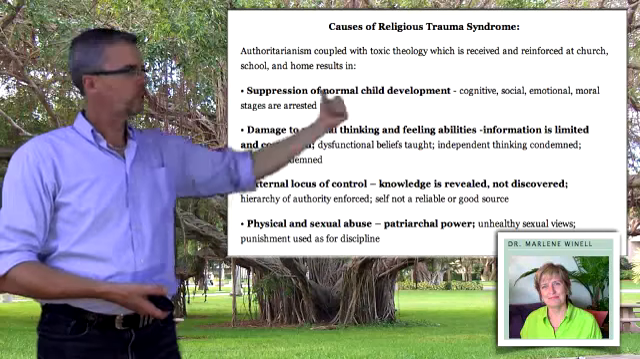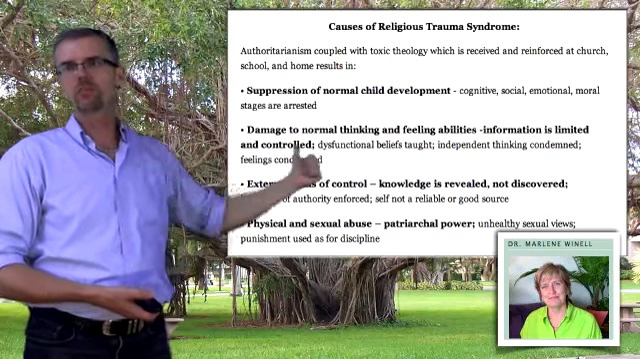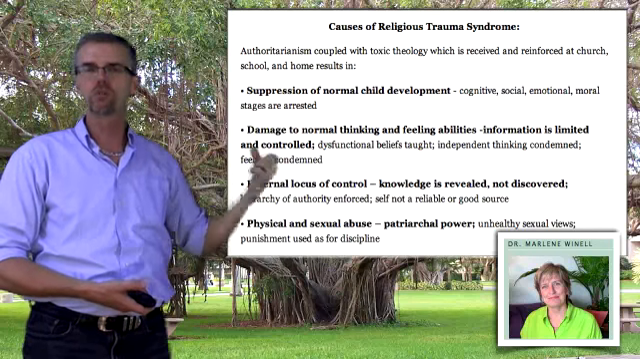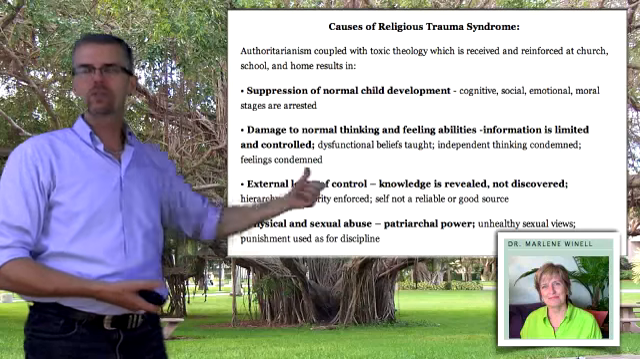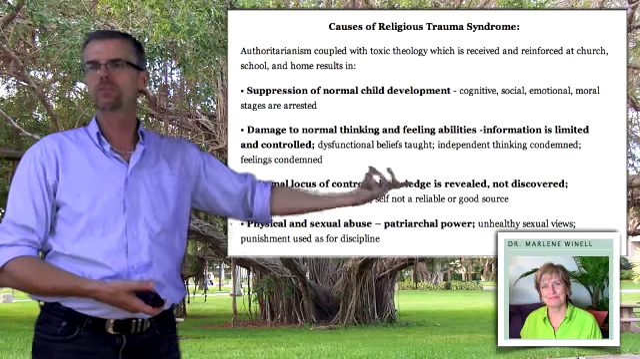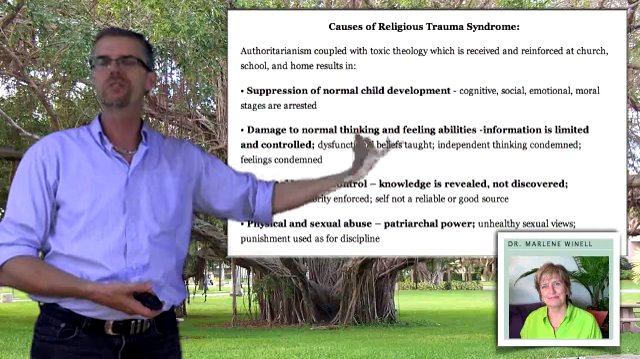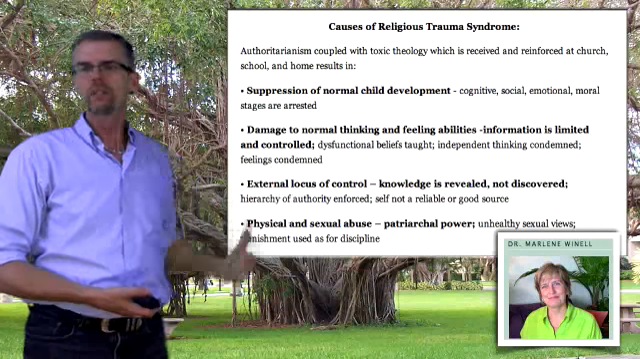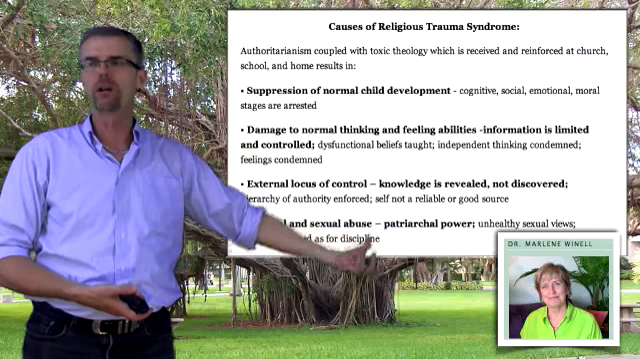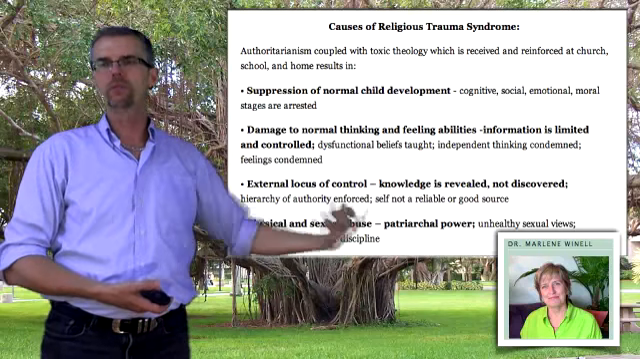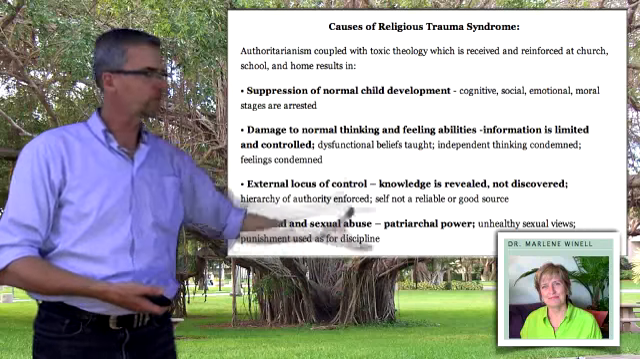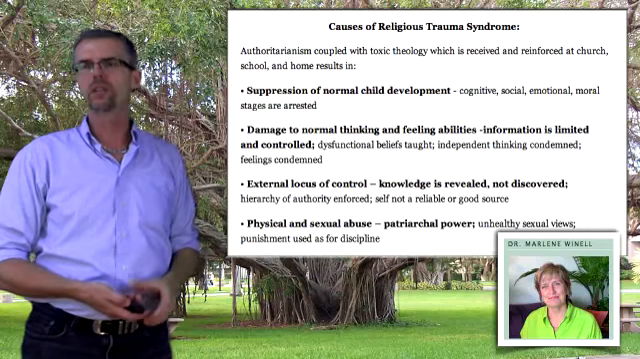So there is a suppression of normal child development. There is damage to normal thinking and feeling abilities. Information is limited and controlled in this environment. External locus of control comes out of this religious trauma syndrome, where knowledge is revealed and not discovered, so there's no science in these cultures. Physical and sexual abuse typically come from a patriarchal power. So there's an unhealthy sexual view in her mind, punishment used for discipline. So these are the arguments. You can once again pause the video if you want to look at this.